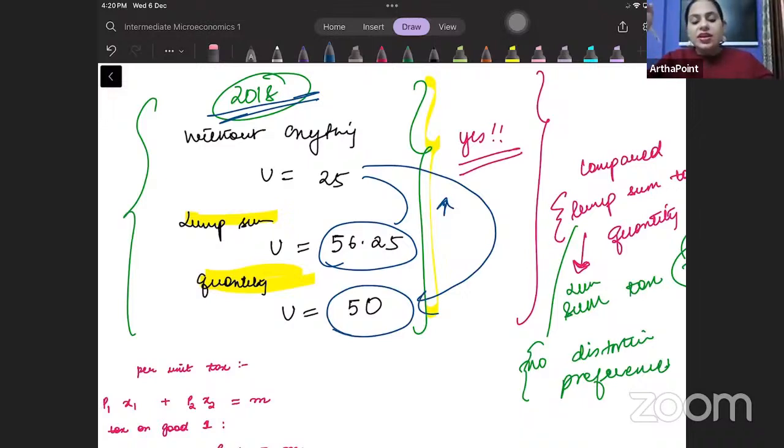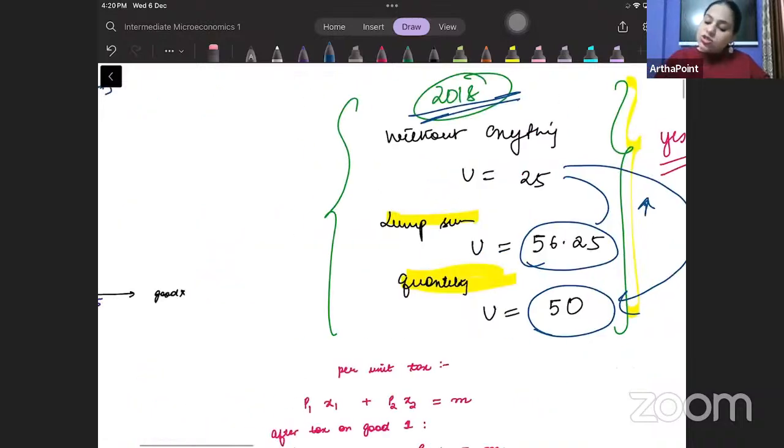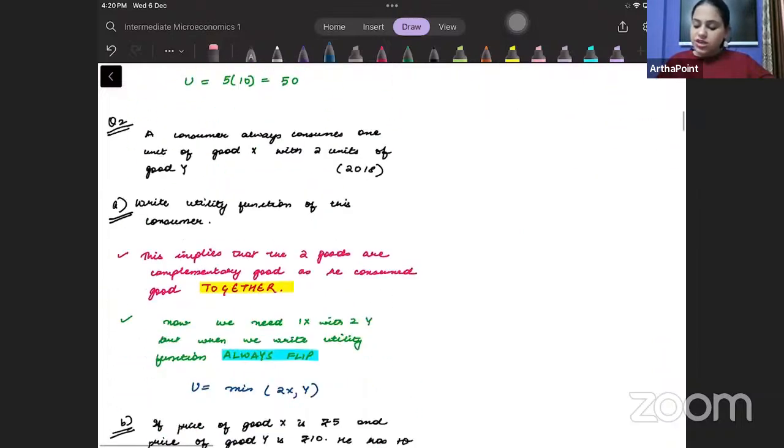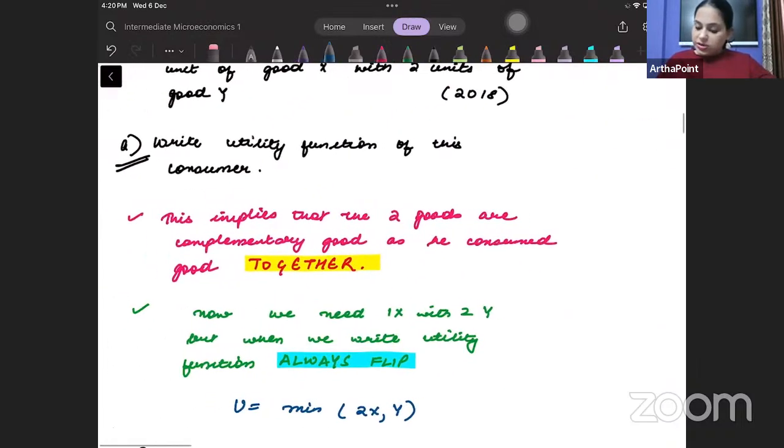Sometimes at the end of the question they will ask which is better, lump sum subsidy or quantity subsidy. In that case you have to go ahead and answer accordingly. Is that clear beta? Everyone is clear with what I am saying? So this is how you can solve this entire question. Okay beta?